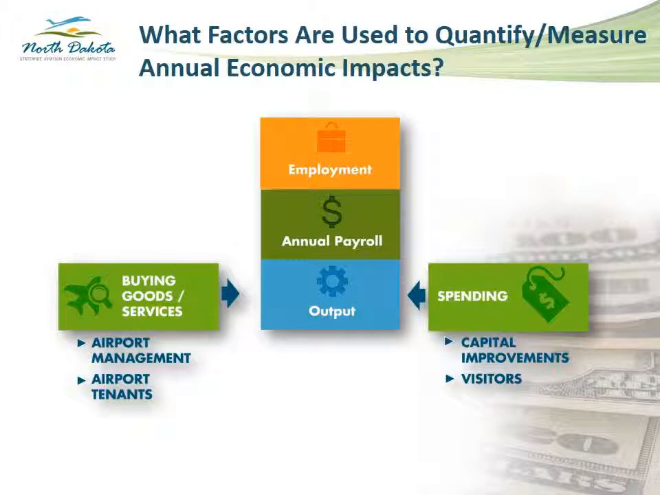For capital improvements, output is equal to the average annual amount invested to improve or expand the airport. For visitors arriving by air, output is equal to the amount visitors spend each year while they are in North Dakota. Boiling down output to these common sense descriptions is important to your ability to successfully explain their estimated annual economic impact to your airport.